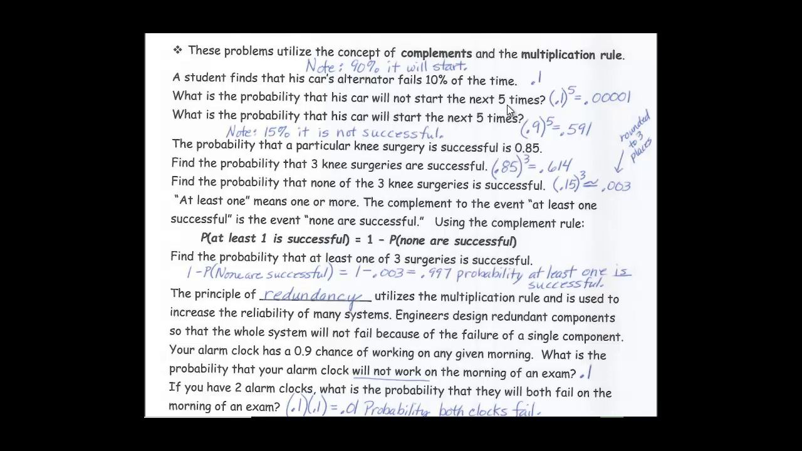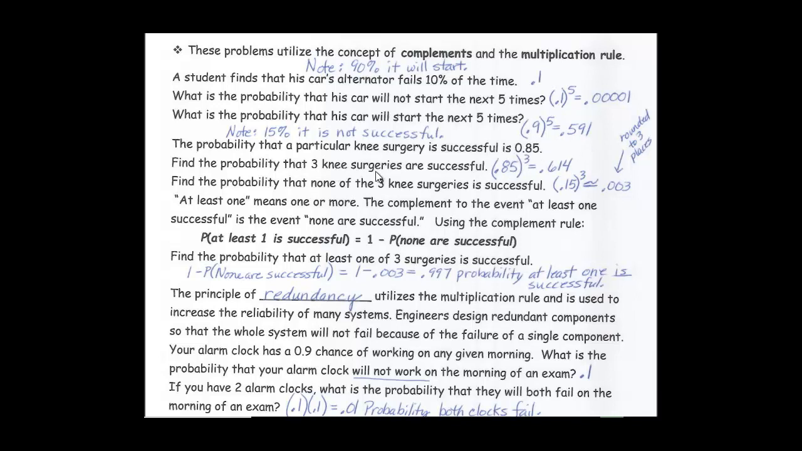Well, each time that he attempts to start his car, that's a separate event. So we're looking at 5 different events, each of them having a probability of 0.1. So that would be 0.1 to the 5th power. What is the probability that his car will start the next 5 times? That's what we're thinking about. That complement would be 90% that it will start. Each time that he attempts to start it is a separate event, so we'd have 0.9 to the 5th power. So we'd end up with 591 thousandths probability.